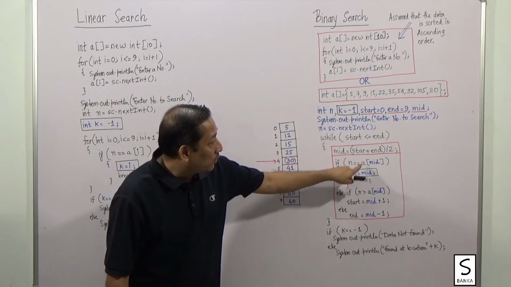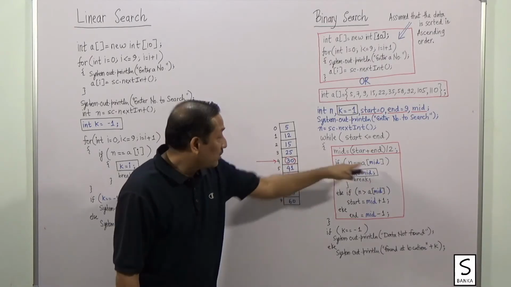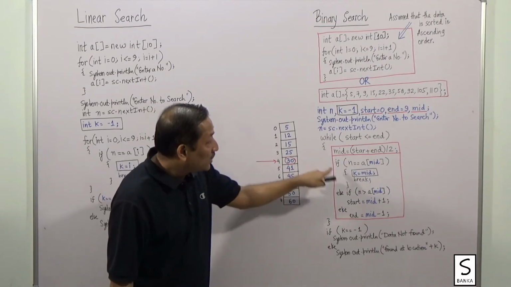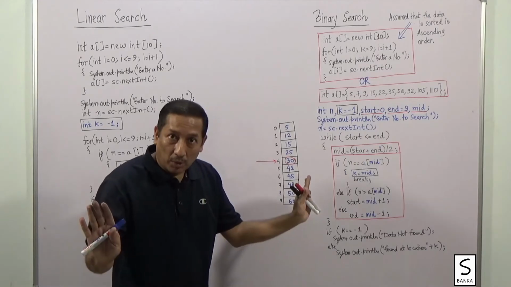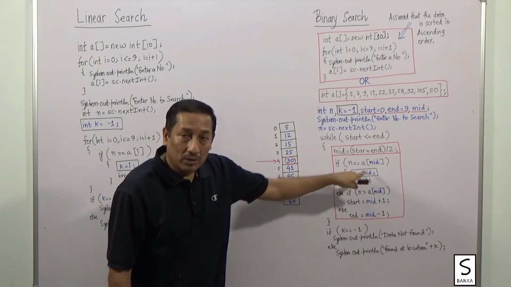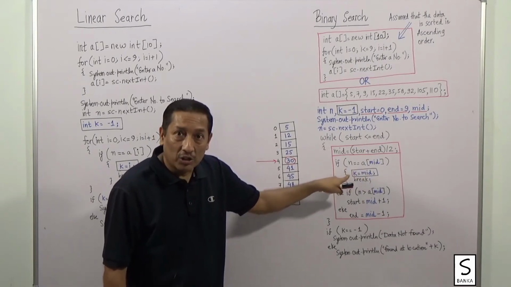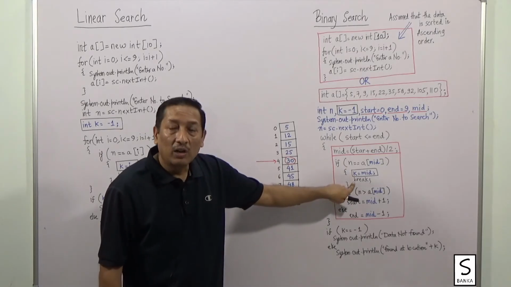If n double equals to a mid, where mid is the location 4, so if my data is found at A4, topic over, k equals to mid. So that k contains the location. Since we have found the data, we terminate the process.